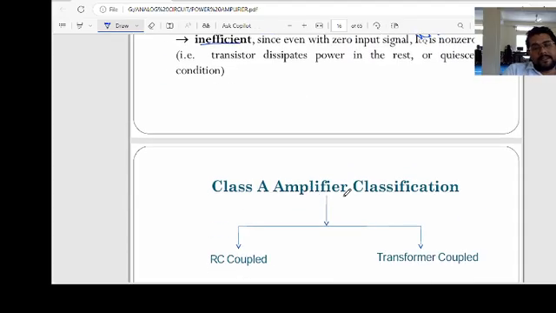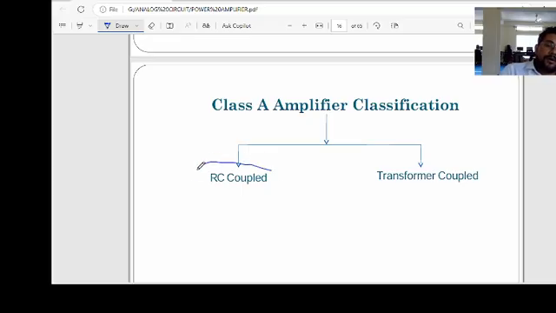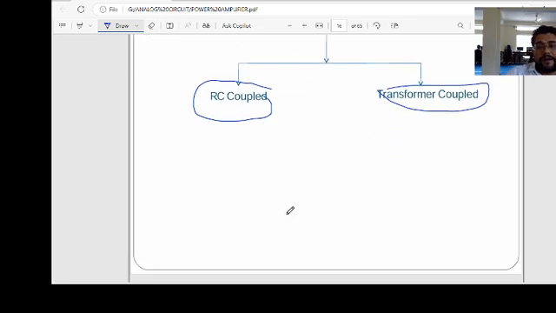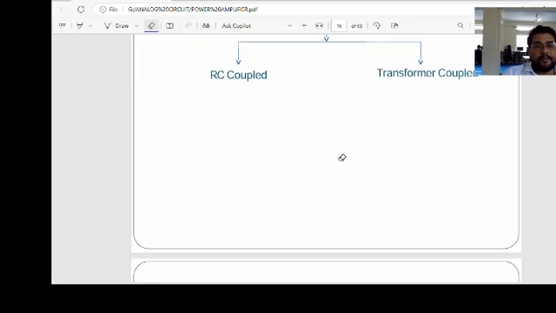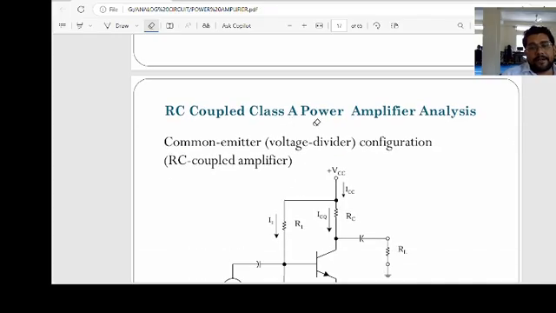So we will discuss the classification of power amplifiers. First, the RC coupled amplifier. What is the RC coupled amplifier? Then we will see the transformer coupled amplifier. In RC coupled and transformer coupled amplifiers, we shall see the RC coupled class A power amplifier analysis.